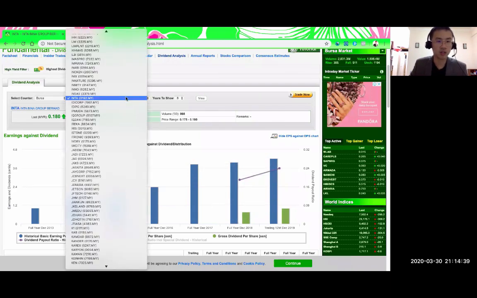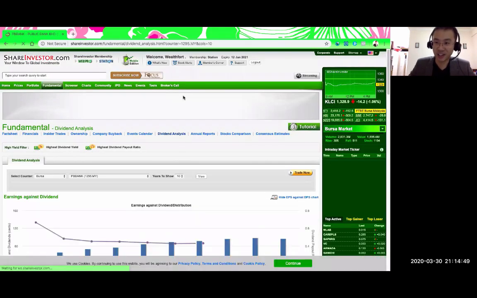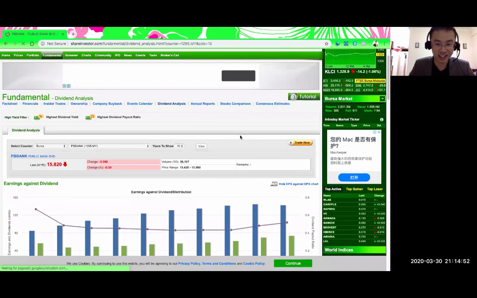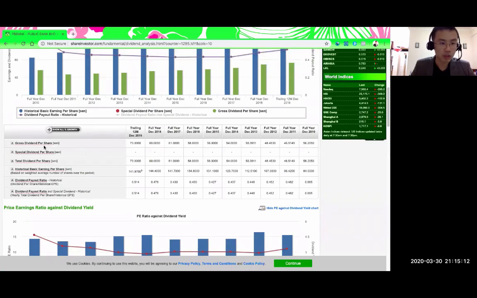Let's go back to our case study, Public Bank. Let's show 10 years. Yeah, 10 years is already a lot. If you want to be more diligent, then you study 30 years. But usually we will just study 5 years. But 10 years is already very conservative. So you know Public Bank made this much of earnings, they paid this much of dividend. As of the latest trailing 12 months, they made this much of earnings, they paid out this much of dividend per share. So you know the gross dividend per share, special dividend per share, total dividend per share, and so on.